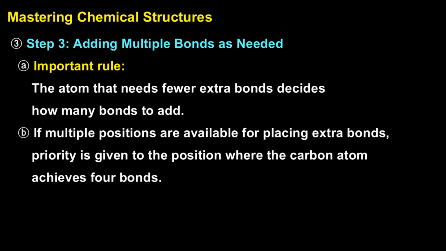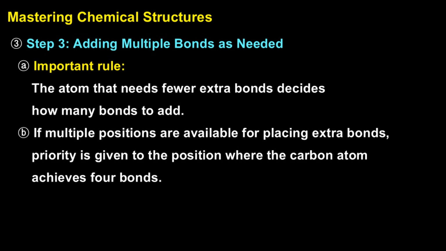If an atom doesn't have enough bonds, we need to add pi bonds to fix the issue. And here's the key rule. The number of bonds we add should be based on the atom that needs the fewest extra bonds. So for example, if one atom is missing 3 bonds and another is missing just 1, we don't just go ahead and add 3 bonds. Instead, we only add 1 bond, enough to satisfy the atom that's closest to being complete. That way, we're making the smallest possible adjustment to stabilize the structure.